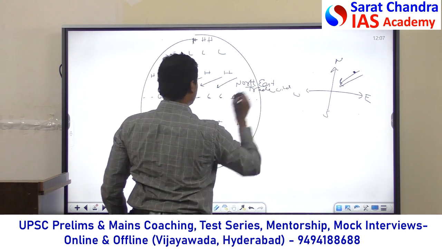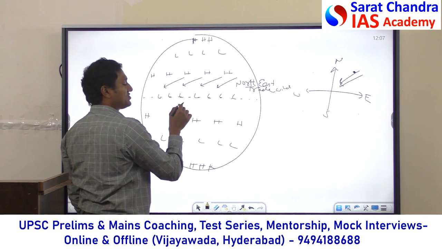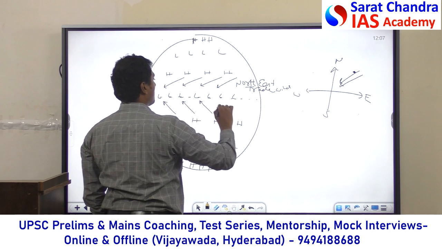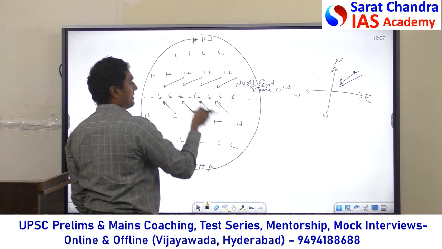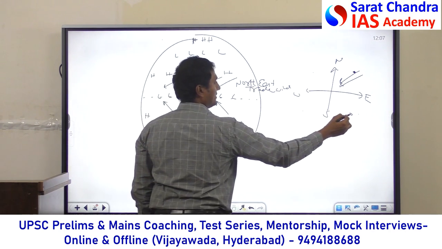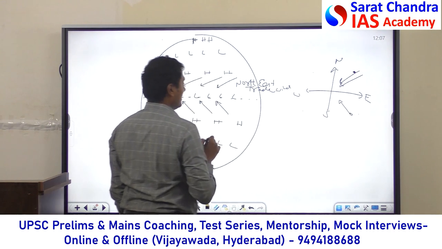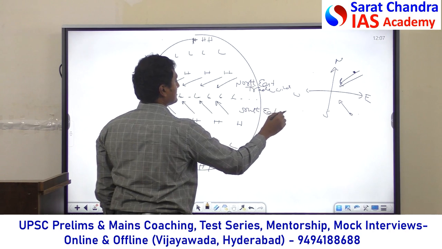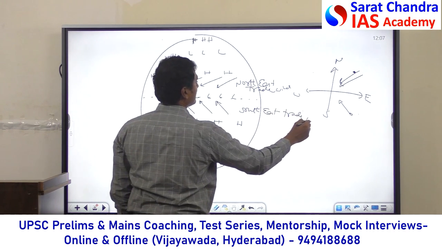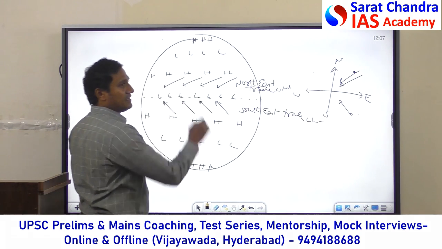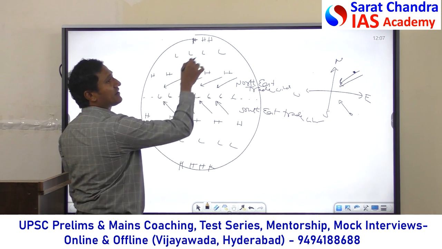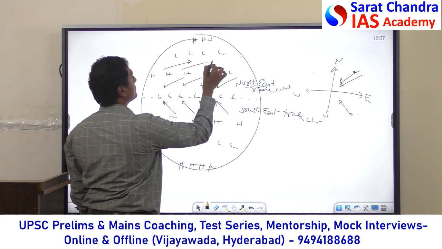Northeast trade winds. Now here the wind direction is towards the left hand side, like this. And these winds are coming from here, southeast. So these are called southeast trade winds. And here also, I told you, they move towards the right hand side, no? They move like this, to the right hand side.